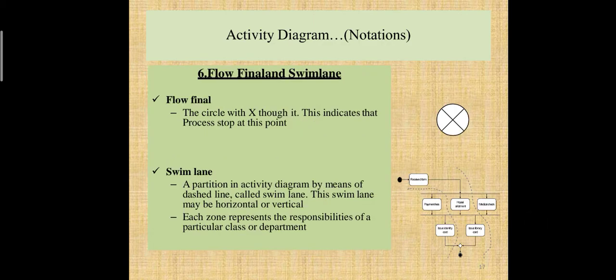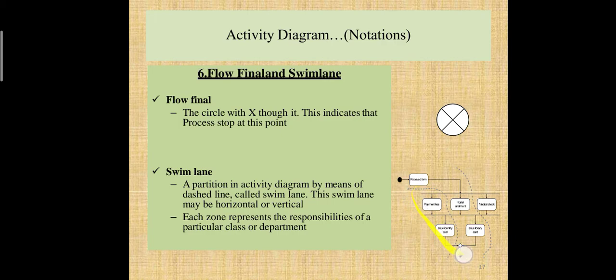Next is the flow final and the swim lane. The flow final is the circle with a cross. This symbol is used for showing the flow final. This indicates that the process stops at this end. Our process is finished. Whereas swim lanes are used for partitioning the activity diagram by means of dashed lines.